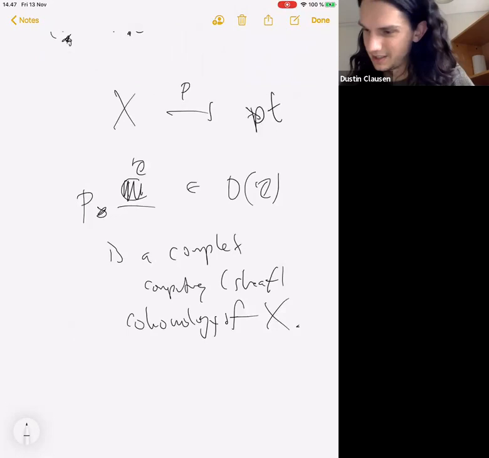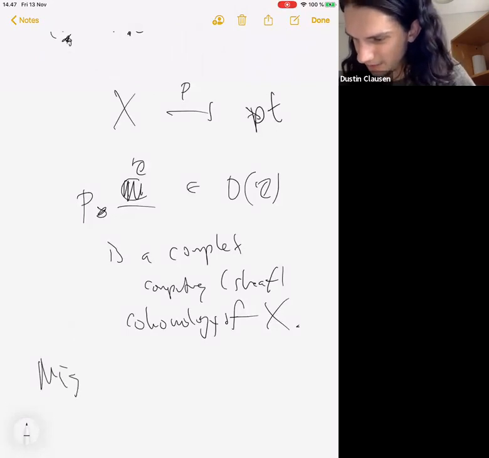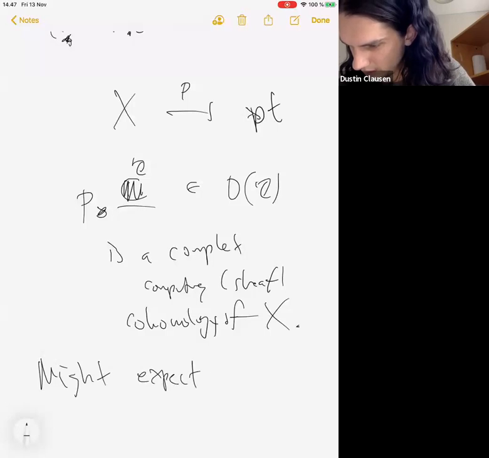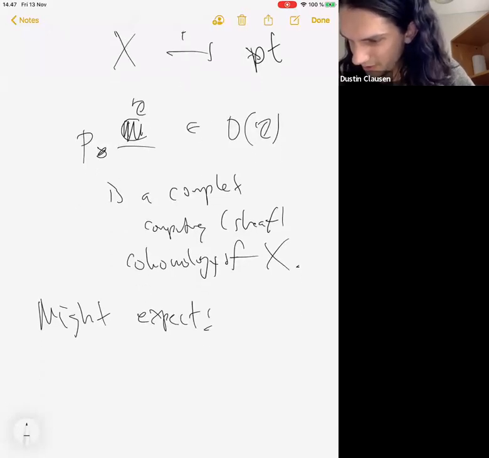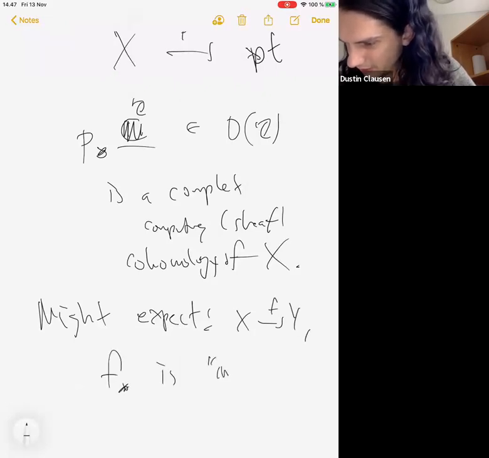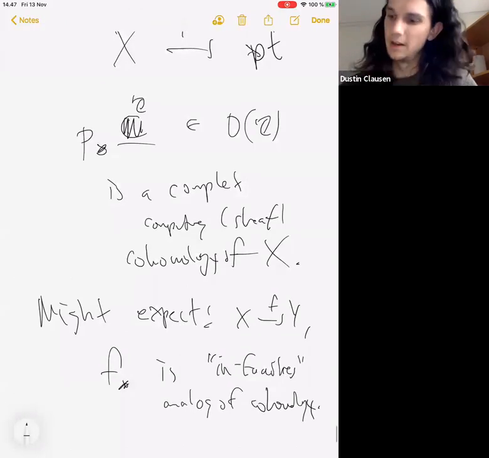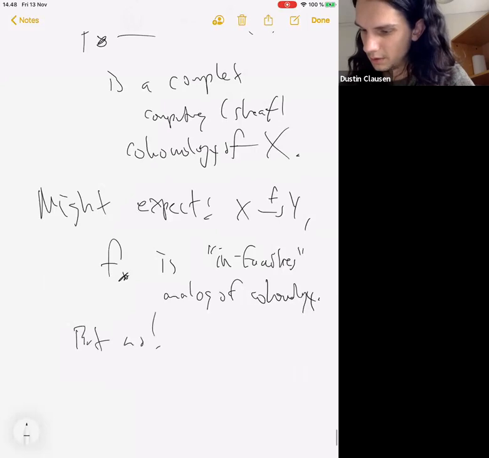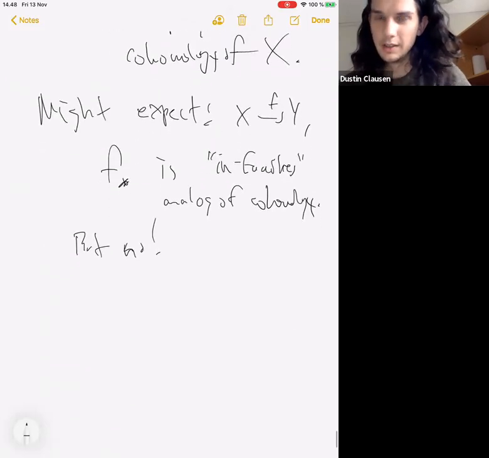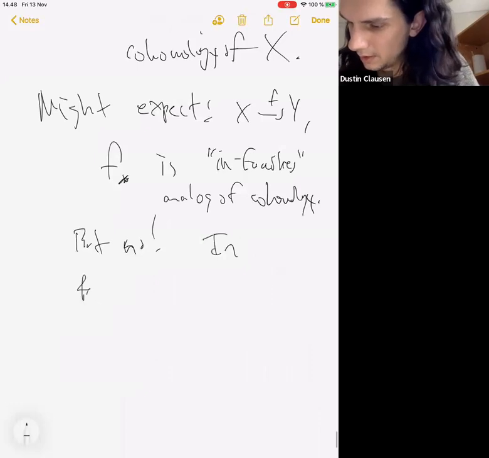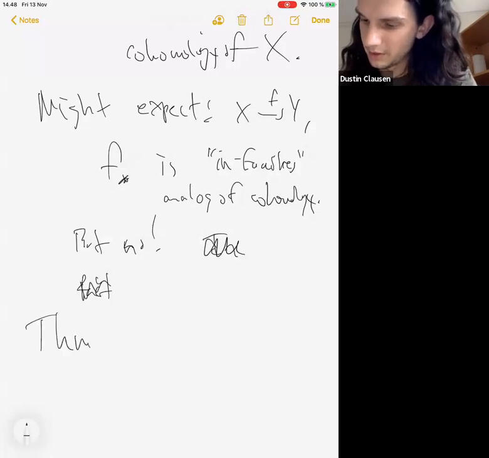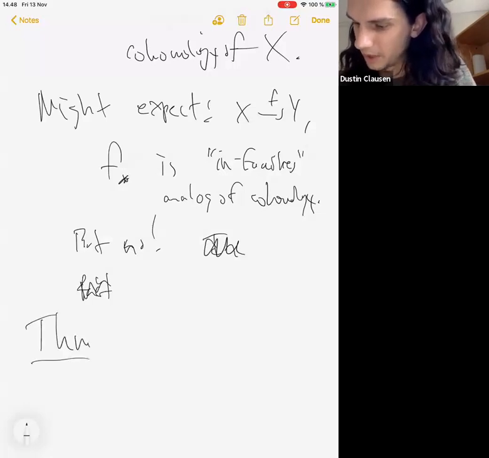So you might expect that in general, for general F from X to Y, F lower star is the in families analog of cohomology. But it's not. In fact, there's a theorem which tells you when it is. This is called the proper base change theorem.